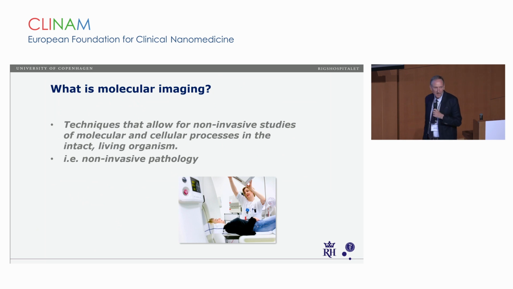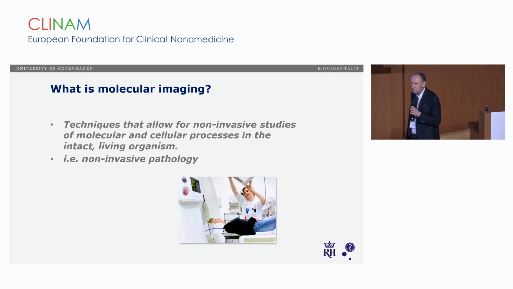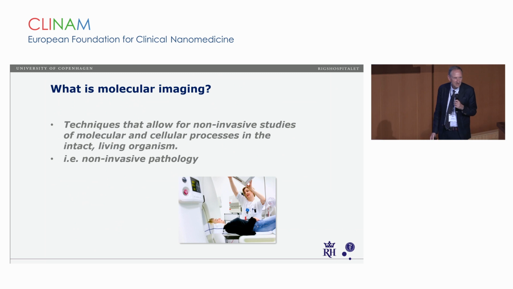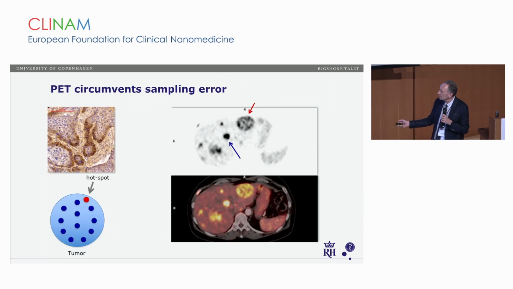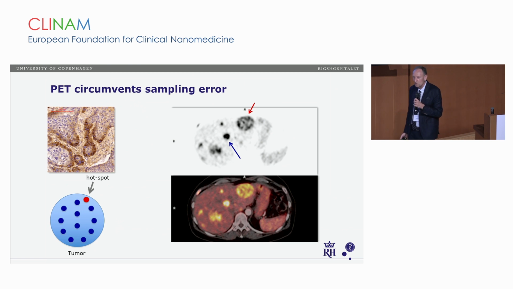So I would just start with why are we so excited about molecular imaging? What is molecular imaging? Molecular imaging is really a non-invasive biopsy. So we very often want to look at the phenotype of cancers, but we can do it non-invasively. So a non-invasive biopsy or pathology. Why is it good? I'm not saying that we shouldn't make biopsies, but why does it often beat biopsying? That's because we circumvent the sampling error.